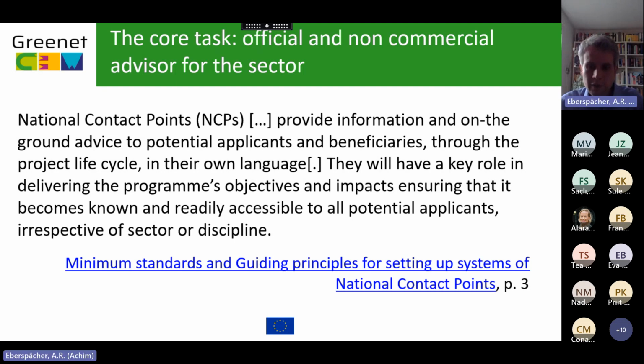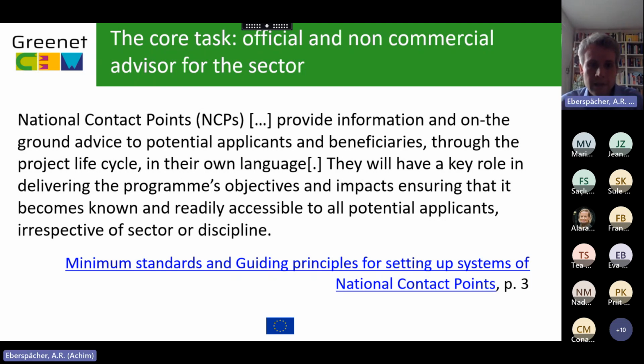I quoted here from the... Sometimes there's the question: is there a manual for national contact points? There's no extensive manual, but there's kind of a short one. There are the minimum standards and guiding principles for setting up systems of national contact points. It's published on the funding and tender portal, where we can be found, our names and our contact details. And there's this document of about 15 pages.